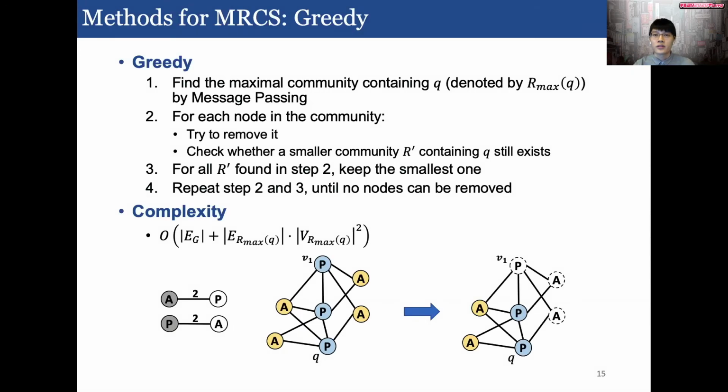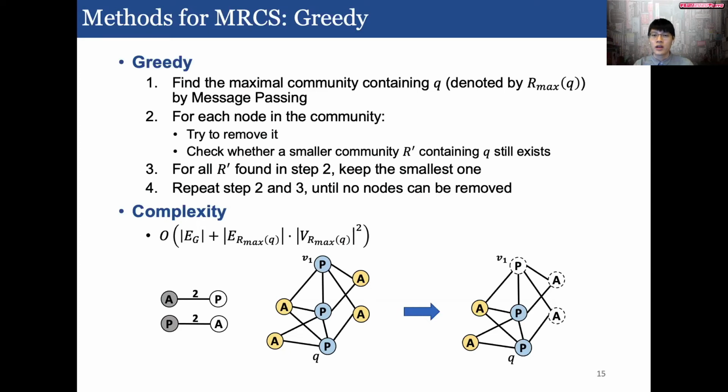For the MRCS problem, we propose 2 approximation methods, greedy and local search. In the greedy solution, we first find the maximal community containing Q, which is denoted by RmaxQ. Then for each node in the community, we try to remove it and check whether a smaller community R' containing Q still exists. For all R' found in step 2, we keep the smallest one to minimize the community size. Finally, we repeat steps 2 and 3 until no more nodes can be removed.